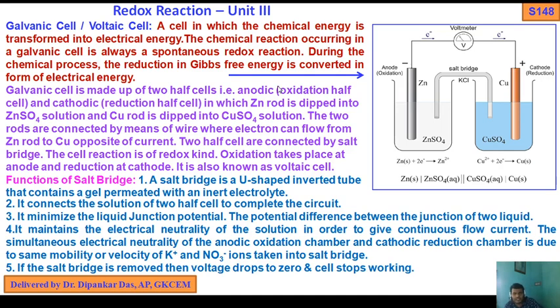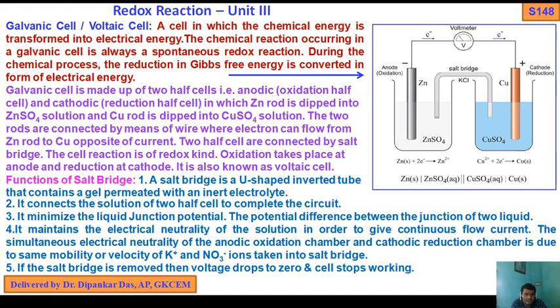We know that for a spontaneous reaction, although the derivation of the Nernst equation is not included in the syllabus, the free energy change, delta G, should be negative, less than 0. So the chemical reactions occurring in the galvanic cell are always spontaneous redox reactions. During the chemical process, the reduction in Gibbs free energy is converted into electrical energy.